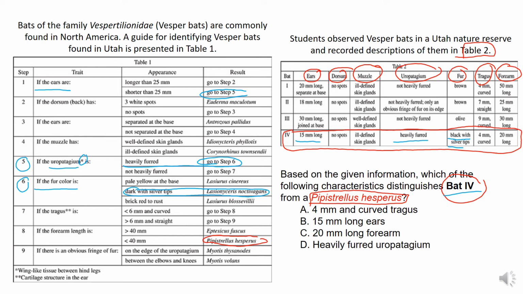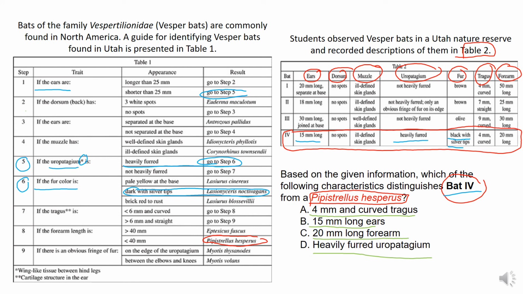So let's start here. Let's just go as if it was the same steps. One thing it says here, for curved targets, it says 15 mm long ears, 20 mm long forearm, and heavily furred uropatagium. Well, if the ears are longer than 25, go to step 2, right? Let's go to step 2. It says that the dorsum's back has 3 spots. Go here, no spots. Well, we weren't pretty much told about any of that, so we couldn't really identify which one would be which. But let's just keep on going. Say he has no spots, because that's not his name. So we go to step 3.